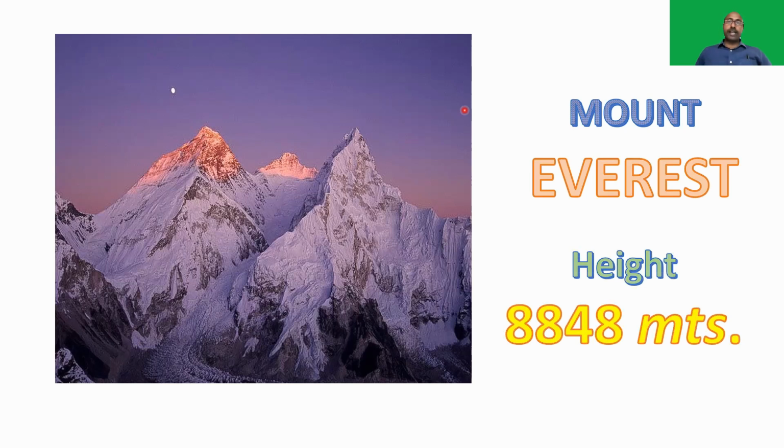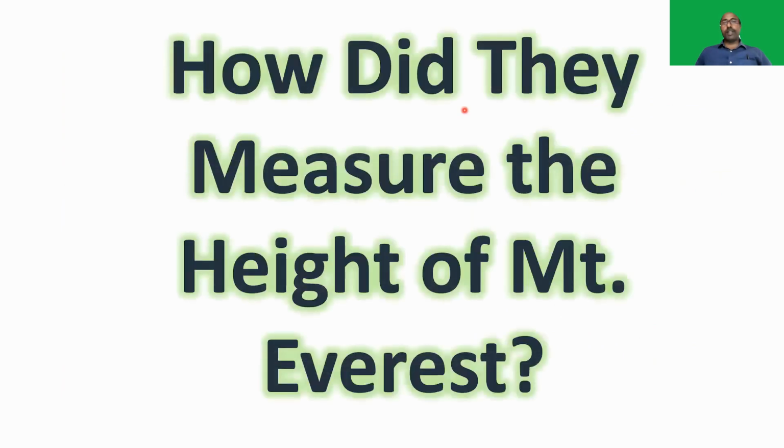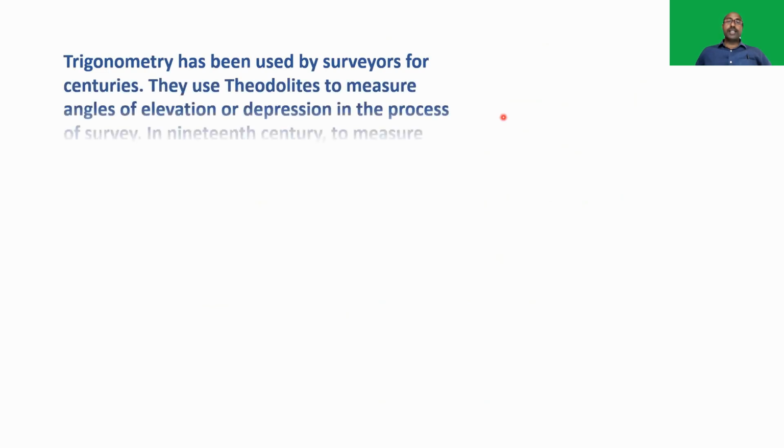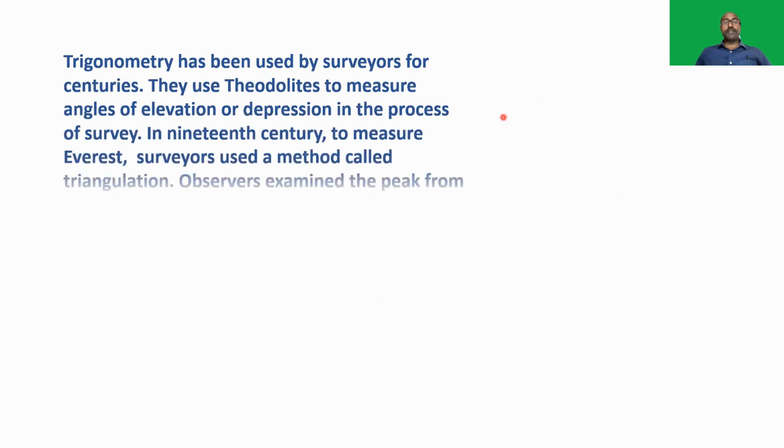A team of surveyors led by Sir George Everest discovered the height of this mountain. But how did they measure the height of Mount Everest? Do you know? Do you think they used a meter tape to find its height? Trigonometry has been used by surveyors for centuries. They use theodolites to measure angles of elevation or depression in the process of survey.